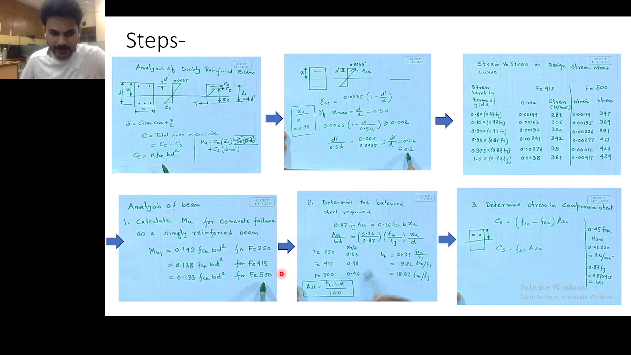Here you can see that for Fe415 it is 0.138 fck b d square. Directly we can calculate the Mu limiting.